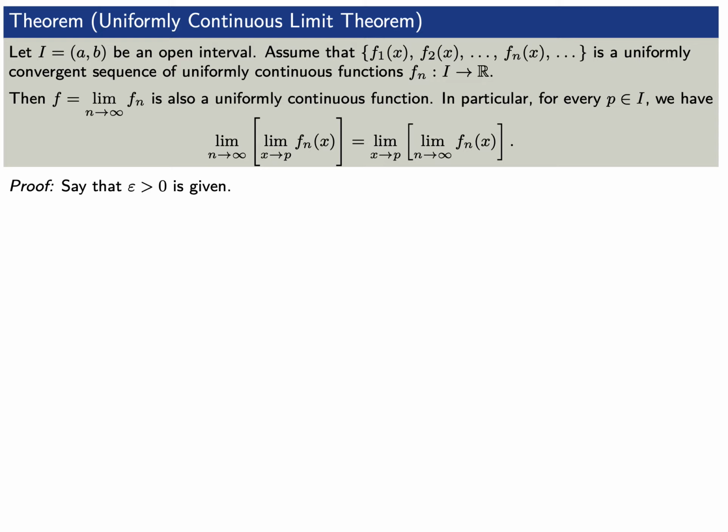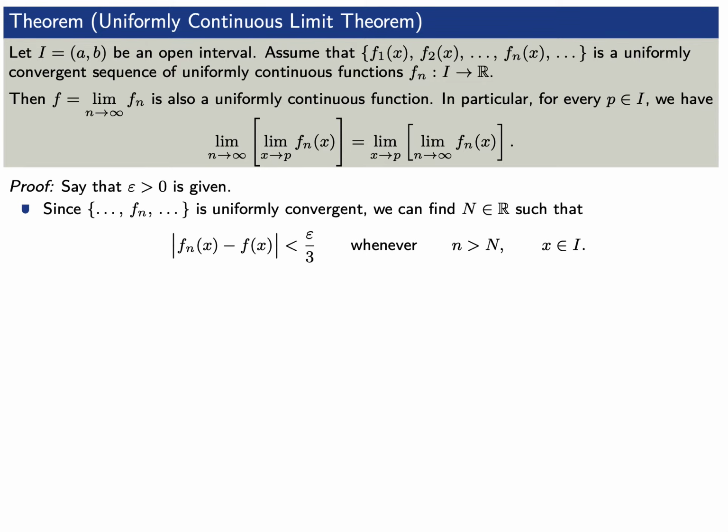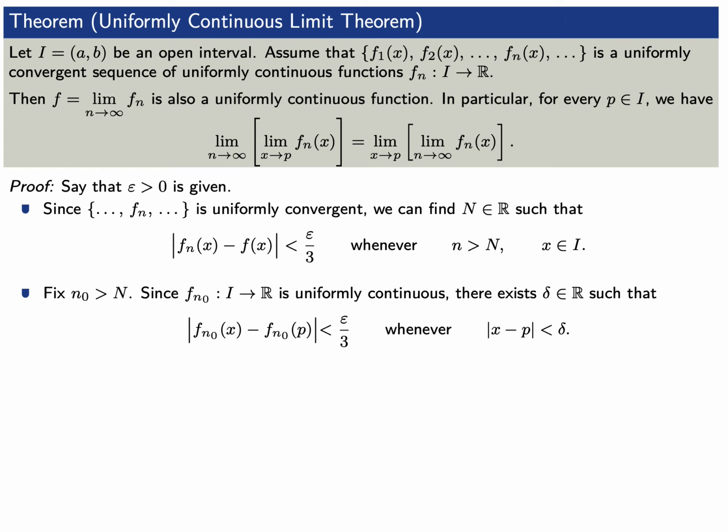Let's say that a positive epsilon is given. Since our sequence of functions f_n is a uniformly convergent sequence, we can find a capital N such that, in absolute value, f_n(x) - f(x) is less than epsilon over 3 whenever n is greater than capital N and x is in our open interval. Now, let's fix an n0 greater than capital N. Since each of the functions in our sequence is uniformly continuous, there exists a delta such that, in absolute value, f_n0(x) - f_n0(p) is less than epsilon over 3 whenever |x - p| is less than delta.